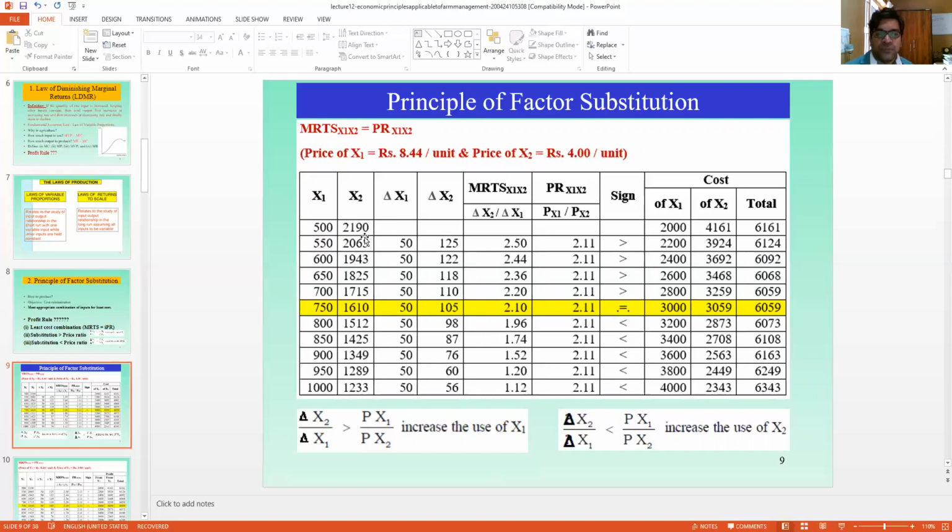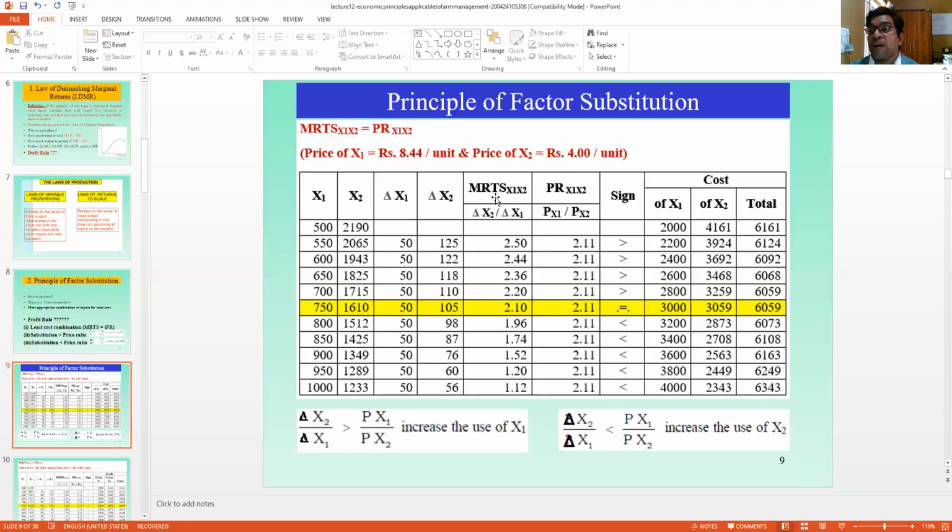So what we have is delta x2. Let us not worry about the plus or minus sign; it is not needed at all. It is sign neutral, let us say. So 2065 minus 2190 is 125, or minus 125. Let us not worry about the sign. So 125. And then delta x2, 1943 minus 2065, we have 122. Like that we have found delta x1 and delta x2.